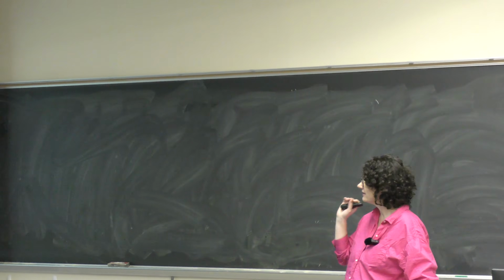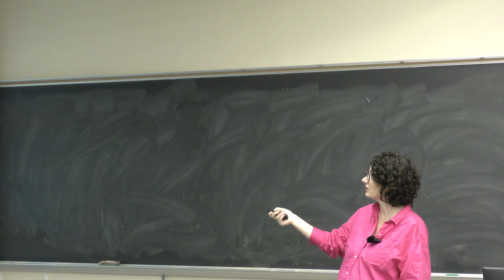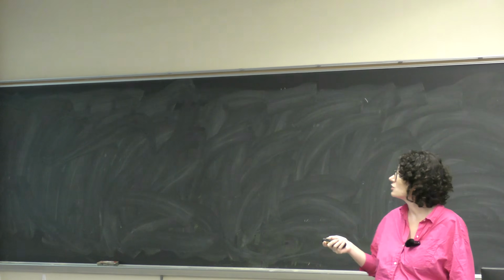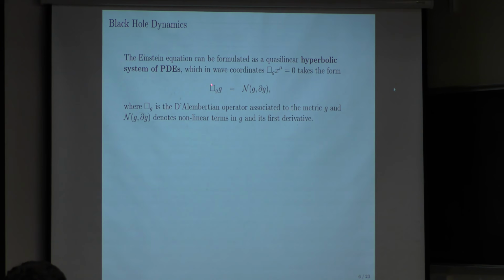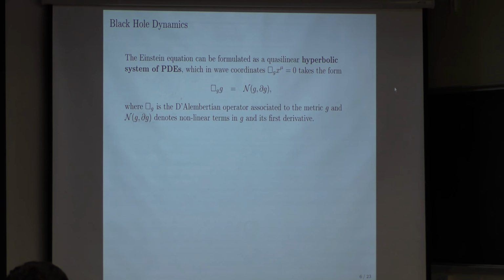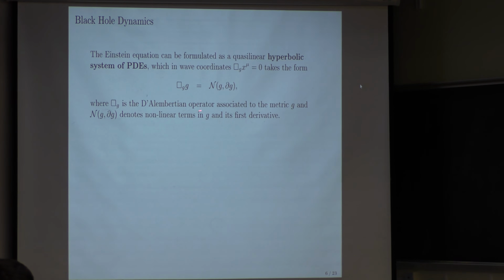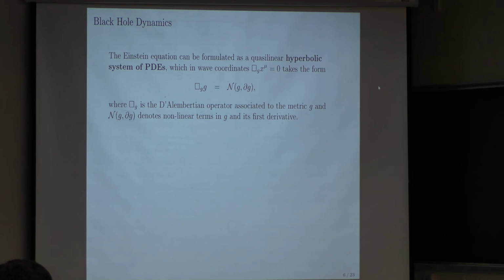But if you write it in a very smart way, in some coordinates that are called wave coordinates, so that they satisfy the D'Alembertian of x equals 0, it actually takes the form of a hyperbolic system of PDE. So it's a D'Alembertian operator. It's really a generalization of the wave operator, minus dt squared plus Laplacian, associated to the metric g, applied to the metric g, equal to nonlinear terms in g and its first derivatives.